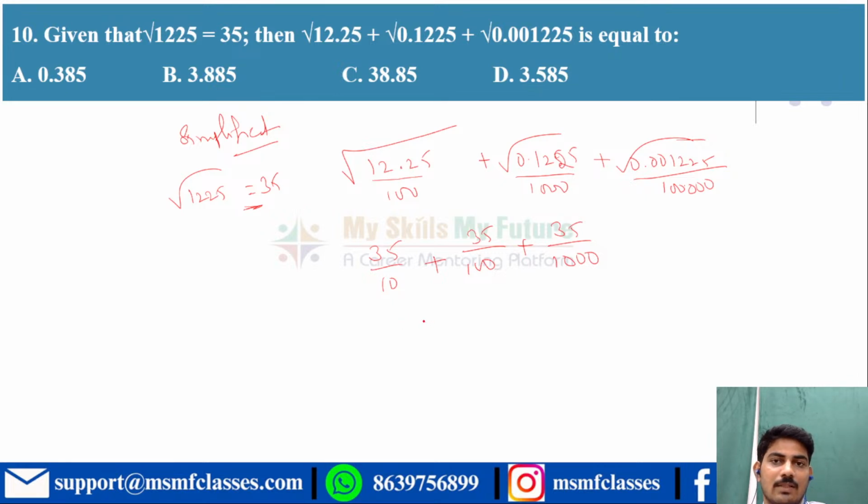If I simplify this, it will be 3.5 plus 0.35 plus 0.035. And if we add all these values, we will get the answer as 3.885, which is presented in option B.